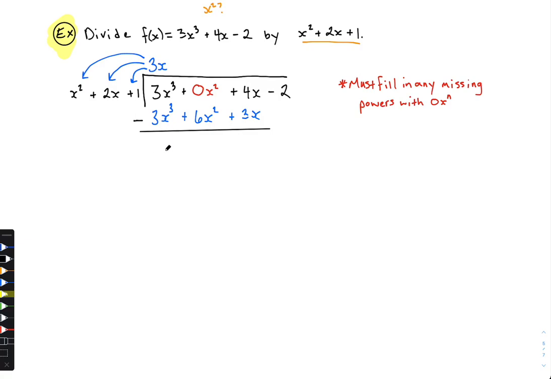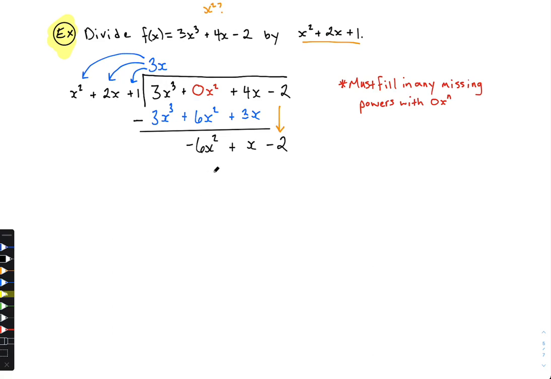3x cubed minus 3x cubed is 0, so I'll leave that blank. 0x squared minus 6x squared is negative 6x squared. 4x minus 3x is plus x, or plus 1x, and that's it. But notice I've got these three terms, and so I actually have to bring down this 2 now, just like I did in long division in 5th grade. Now that I'm ready for it, I'll add my minus 2 here.